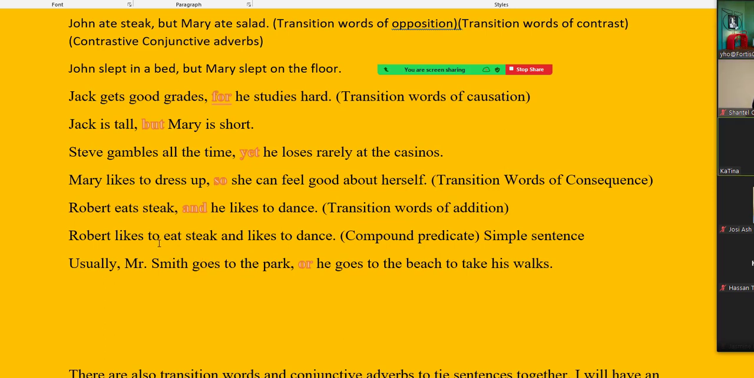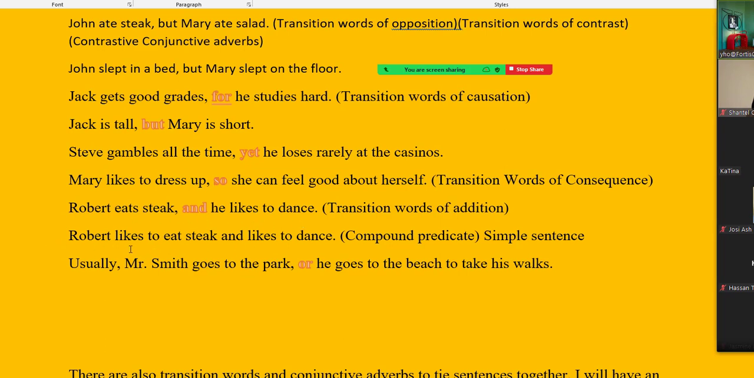Is that a preposition? What's that, to eat? When you use "to"? You just told us. Infinitive. That's an infinitive. Yeah, infinitive. So Robert eats steak, comma, and he likes to dance. So this is a compound sentence.